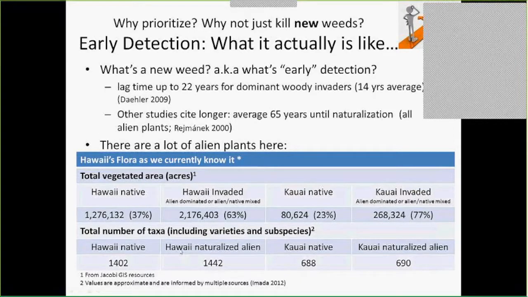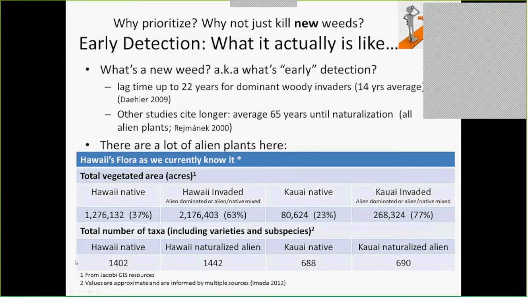For Hawaii naturalized alien, 1442. And then for Kauai native, we've got 688. And these are including varieties and subspecies as well. And Kauai naturalized alien, about 690. I want to point out that these numbers are very approximate. The point to take home is that they're roughly half and half.